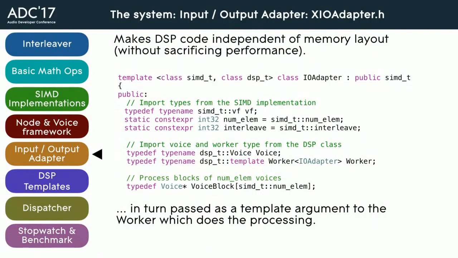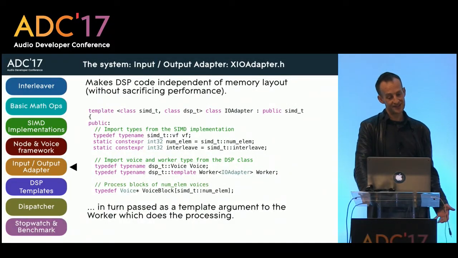We have an input-output adapter class, and what this does is to make the DSP code, which is the top layer, where we want to spend most of our time, writing DSP code, oscillators, filters, envelopes, rather than thinking about this machine-specific stuff. This lets us write that code in a way that is independent of the memory layout, independent, hopefully, of all the stuff going on underneath. So we can change memory layouts, try different interleaving factors, try different voice configurations without affecting the DSP code or sacrificing performance.